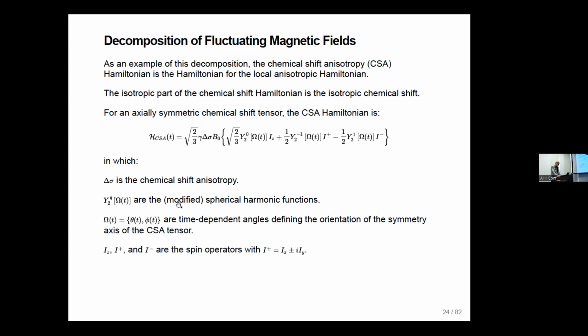Yep. Can I truncate the transverse components like I did for the scalar coupling? Not for relaxation. If we talk about the first order spectra, then we truncate because of the effect of the huge B naught field. But here we're going to talk about relaxation. We can't truncate. We have to keep the whole Hamiltonian.